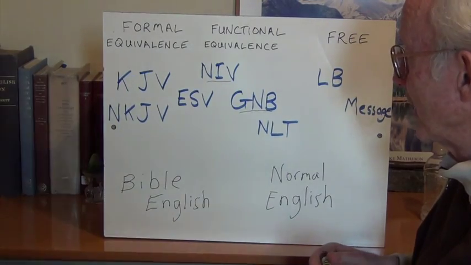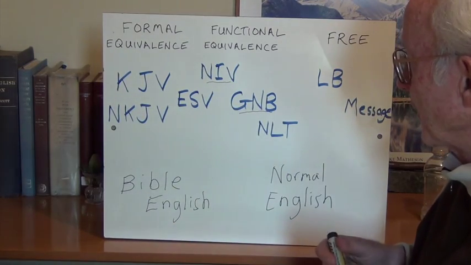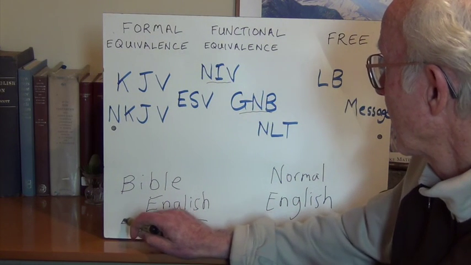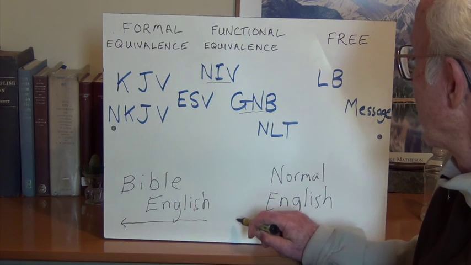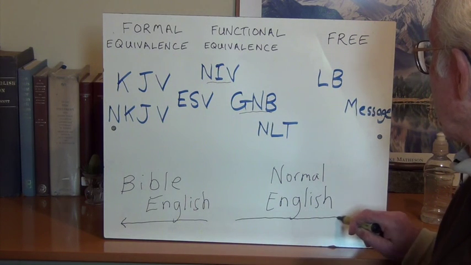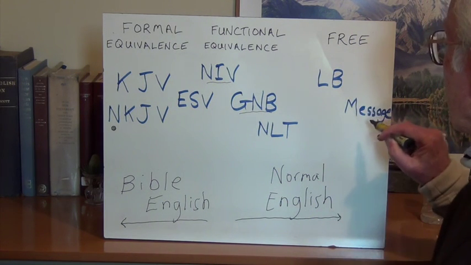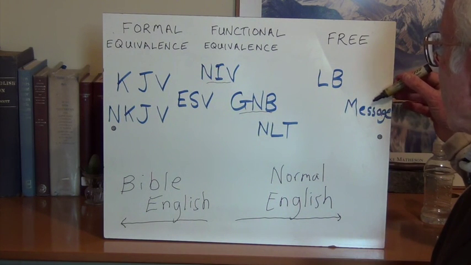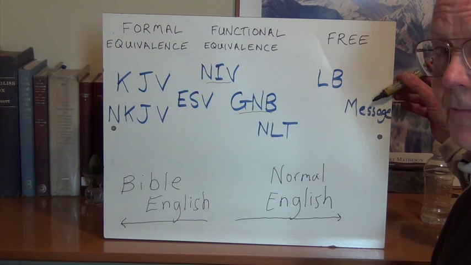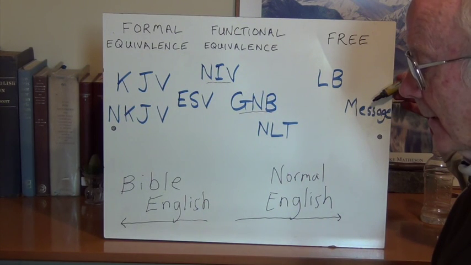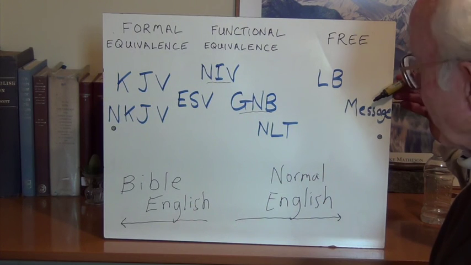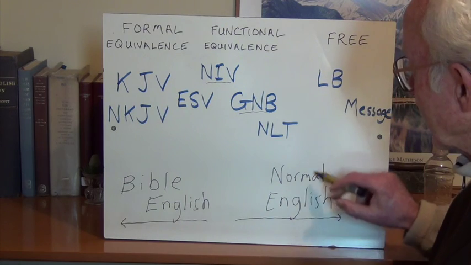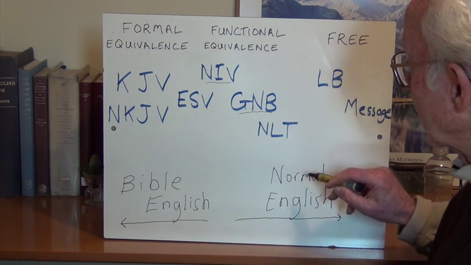So just in conclusion, then, we come back to this diagram, and we have Bible English going in this direction and normal English coming in this direction. In fact, we could say the message kind of overshoots it. The message, we could say, is perhaps 90s US urban lingo. So it perhaps overshoots standard normal English a little bit.